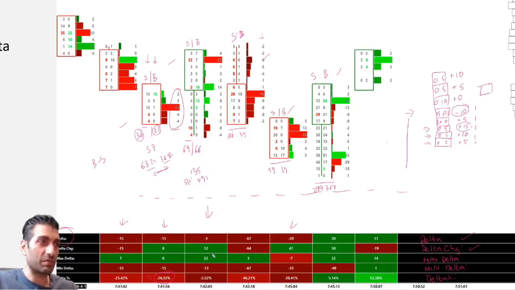So can you see it's approximately 2%? It's actually 2.2 in favor of the sellers, 51%. So that was a fairly even battle. Can you see it's telling me it's even? The delta was fairly even.